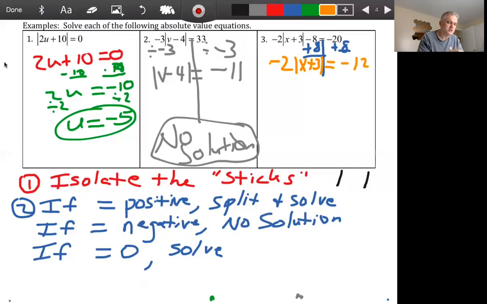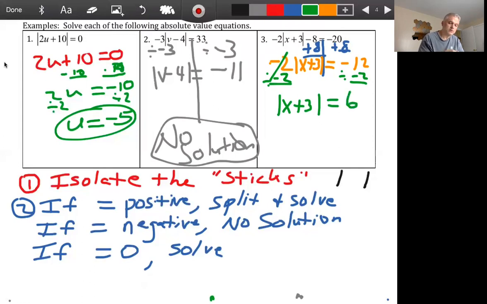Now we have to cancel this -2 out to isolate the sticks. We have to isolate those absolute value brackets. So again, this is multiplication, so we're going to divide by -2, divide by -2. Those cancel nicely, and we've got the absolute value of x plus 3 equals 6.